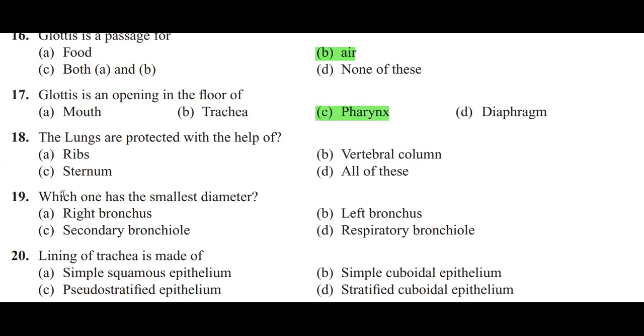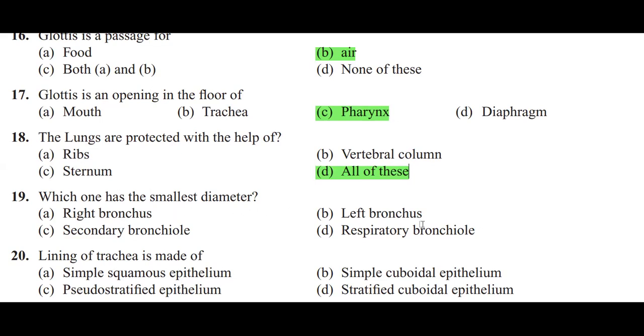Pharynx. The lungs are protected with the help of ribs, vertebral column, sternum, all of these. Ribs on the lateral side, vertebral column on the dorsal side, sternum on the ventral side. Therefore, all of these.